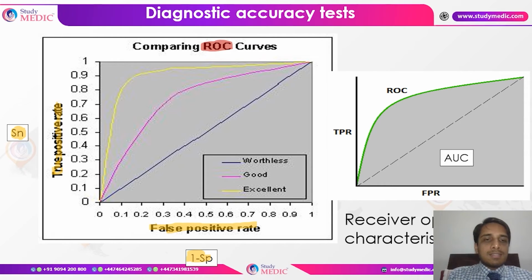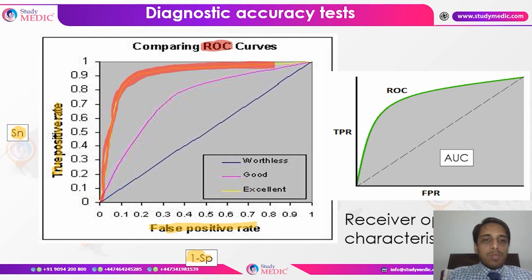The lower the false positive rate and the higher the true positive rate, the better is the diagnostic accuracy of the test. The curve will be something like that, plotted at each cutoff value.